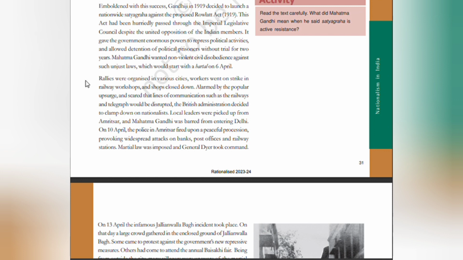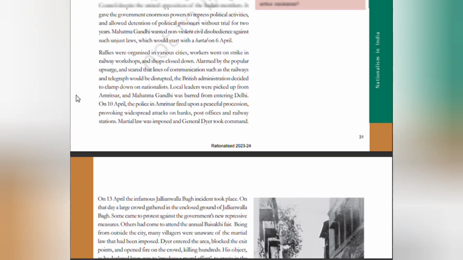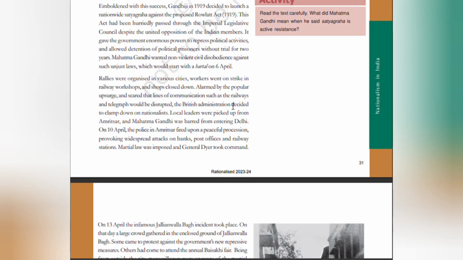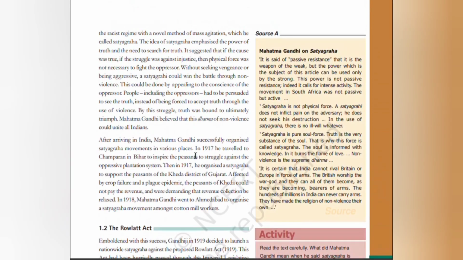Alarmed by the popular upsurge and scared that lines of communication, such as the railways and telegraph, would be disrupted, the British administration decided to clamp down on nationalists. Local leaders were picked up from Amritsar. Mahatma Gandhi was barred from entering Delhi. On 10th April, the police fired upon a peaceful procession, provoking widespread attacks on banks, post offices, and railway stations. Martial law was imposed, and General Dyer took command.